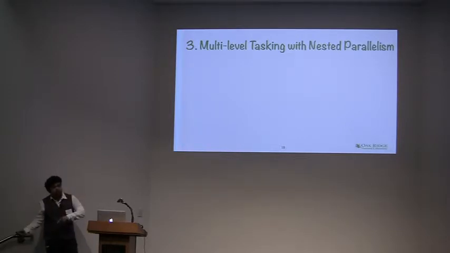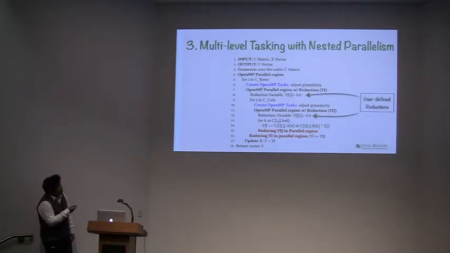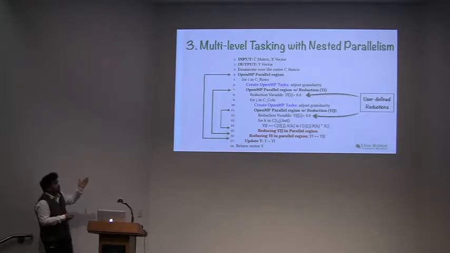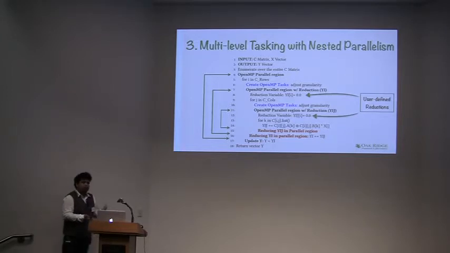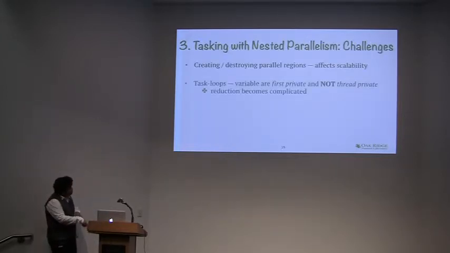Because task loops did not work for us, we ended up moving into tasking with nested parallelism. What we ended up doing is you create an OpenMP parallel region everywhere, and then we create OMP tasks, and then you reduce in the parallel region instead of reducing in the task loops. So that comes back to the first programming style, that problem of creating and destroying parallel regions.